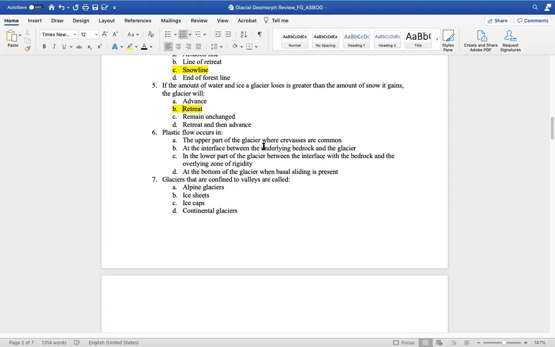I'm afraid I'm getting ahead of myself here, because I think there are some other questions that will help demonstrate this better. So let's just go ahead and tackle this one, and we'll use that knowledge for some of the later questions. So plastic flow occurs in the lower part of the glacier. And this is in part because of where we see some melting and due to all that pressure on that continually layered snow that builds up. So number 6, C, is the correct answer.